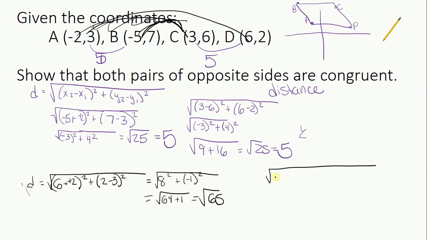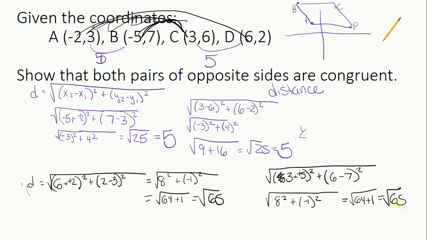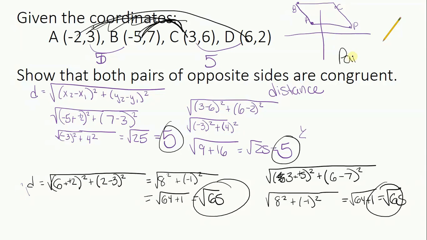So I have negative 5, 3 minus a negative 5 squared plus 6 minus 7 squared. So I have, well, that's going to become a positive, so that'll be 8 squared plus negative 1 squared. This looks very similar. So I got the square root of 64 plus 1, square root of 65. So I know that these two sides are congruent and those two sides, so this is in fact a parallelogram based on our math.